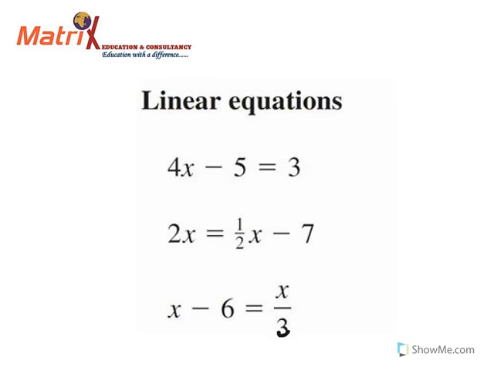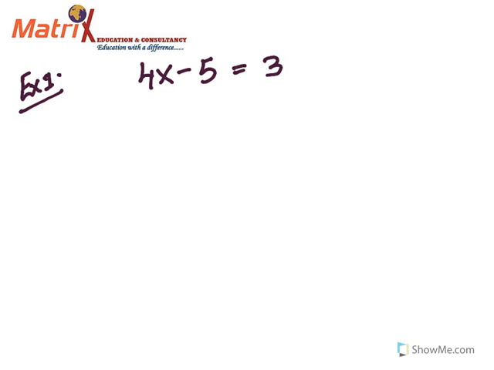Today, in this session, we are going to learn about linear equations, how we can find the value of the unknown variable. So let's start. We have this example, 4x minus 5 is equal to 3, and it says find the value of x. So how do we simplify? We have to simplify in two steps.